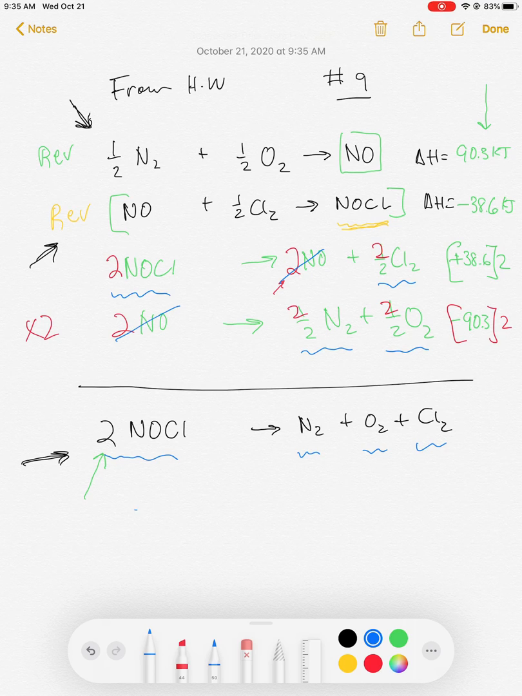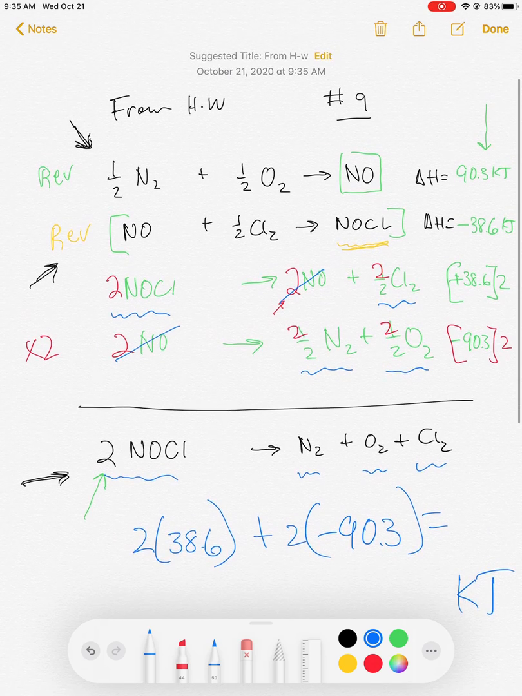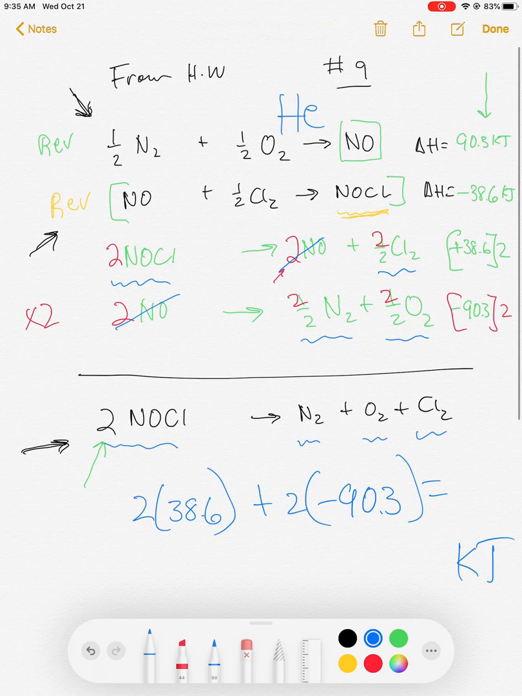So now we need 2 times 38.6 and 2 times negative 90.3. And I think you can do the math to come up with the final answer for number 9. And I hope that helps. That's Hess's law, used for a lot of cool things in chemistry.